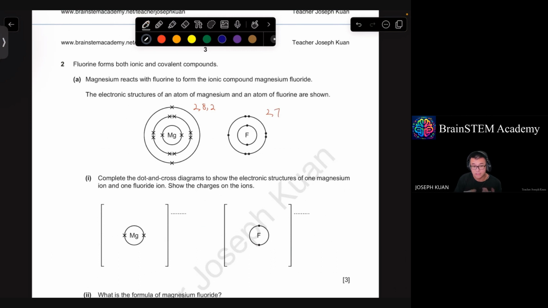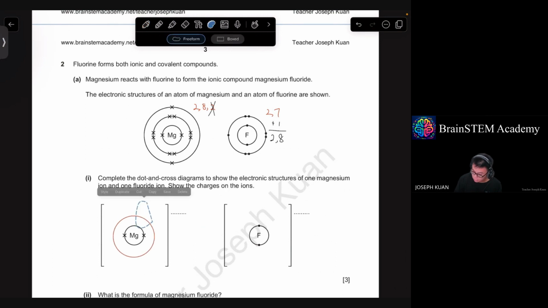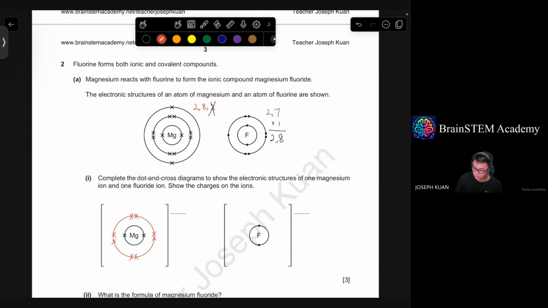All right, in order to achieve stability, magnesium atom has to donate 2 electrons, whereas fluorine has to gain 1 electron. All right, with that said, what remains as the structure will be as follows. Allow me to draw this first. So the third shell electrons will be donated to fluorine, right? Leaving only 2 shells occupied with electrons.